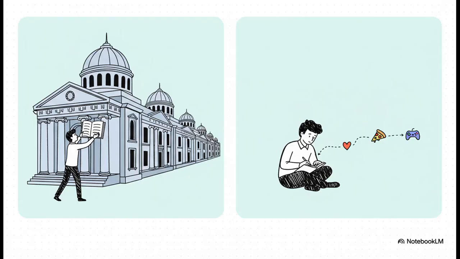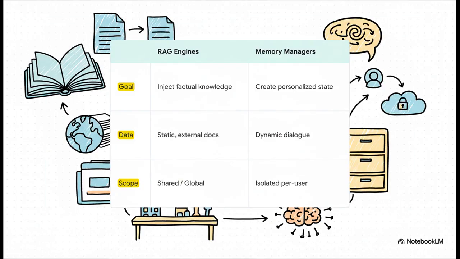See, the librarian goes and pulls information from a huge shared library of public factual documents. It's mostly static stuff. But the personal assistant, he keeps a private, totally dynamic notebook just for you. It's constantly being updated with your personal history, what you like, what you don't like, your goals, all of it. So if there's one thing to take away from this comparison, it's this. RAG makes an agent an expert on the world. Memory makes an agent an expert on the user. And here's the kicker. To build a truly great, really intelligent agent, you absolutely need both.